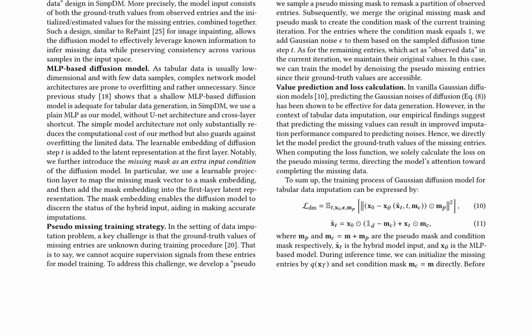The model is further extended to handle mixed-type tabular data by incorporating both Gaussian and multinomial diffusion models. The paper concludes by discussing the inference time, where missing entries are initialized by sampling from the final step of the forward process, and the condition mask is set directly as the missing mask. The paper demonstrates the potential of diffusion models in tabular data imputation tasks, providing a comprehensive methodology for enhancing these models through self-supervision.